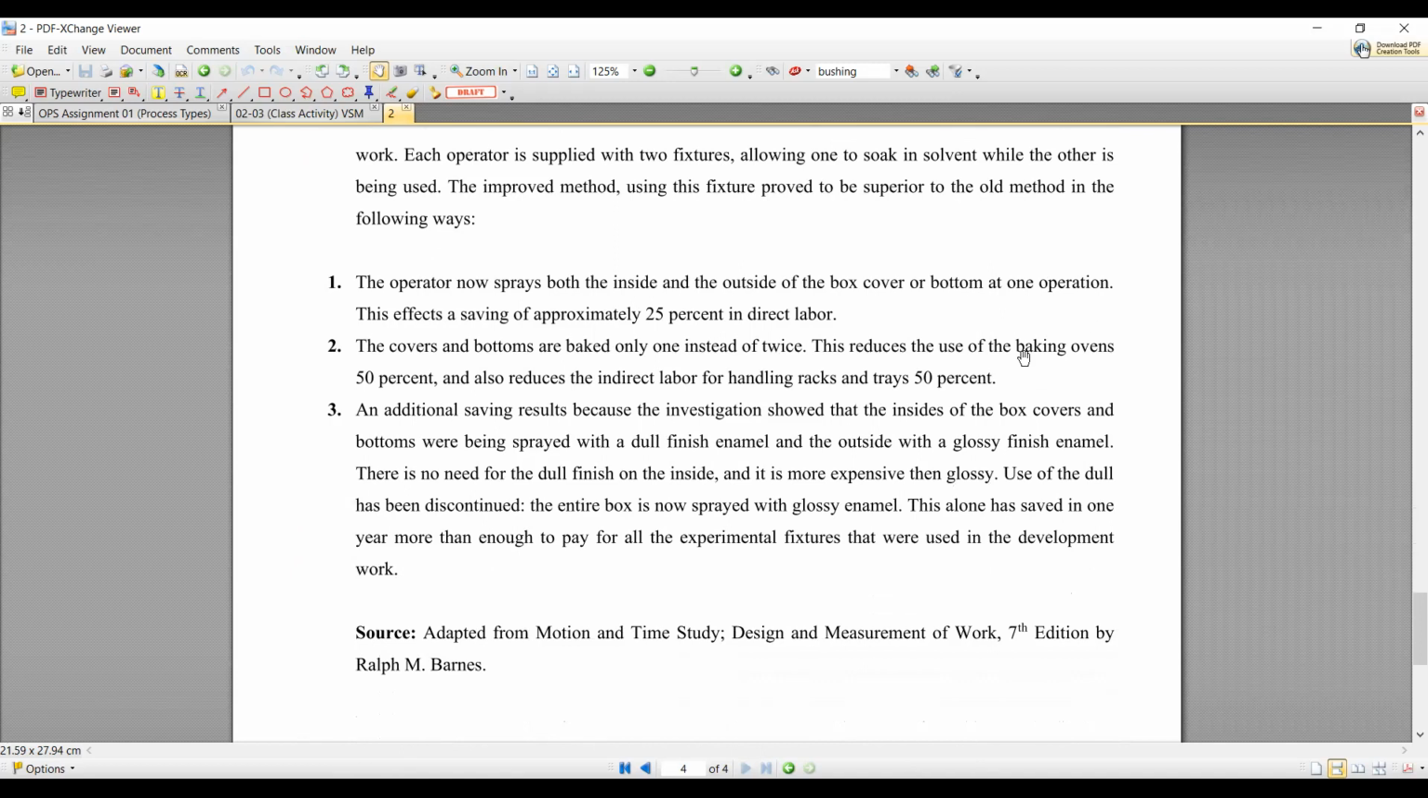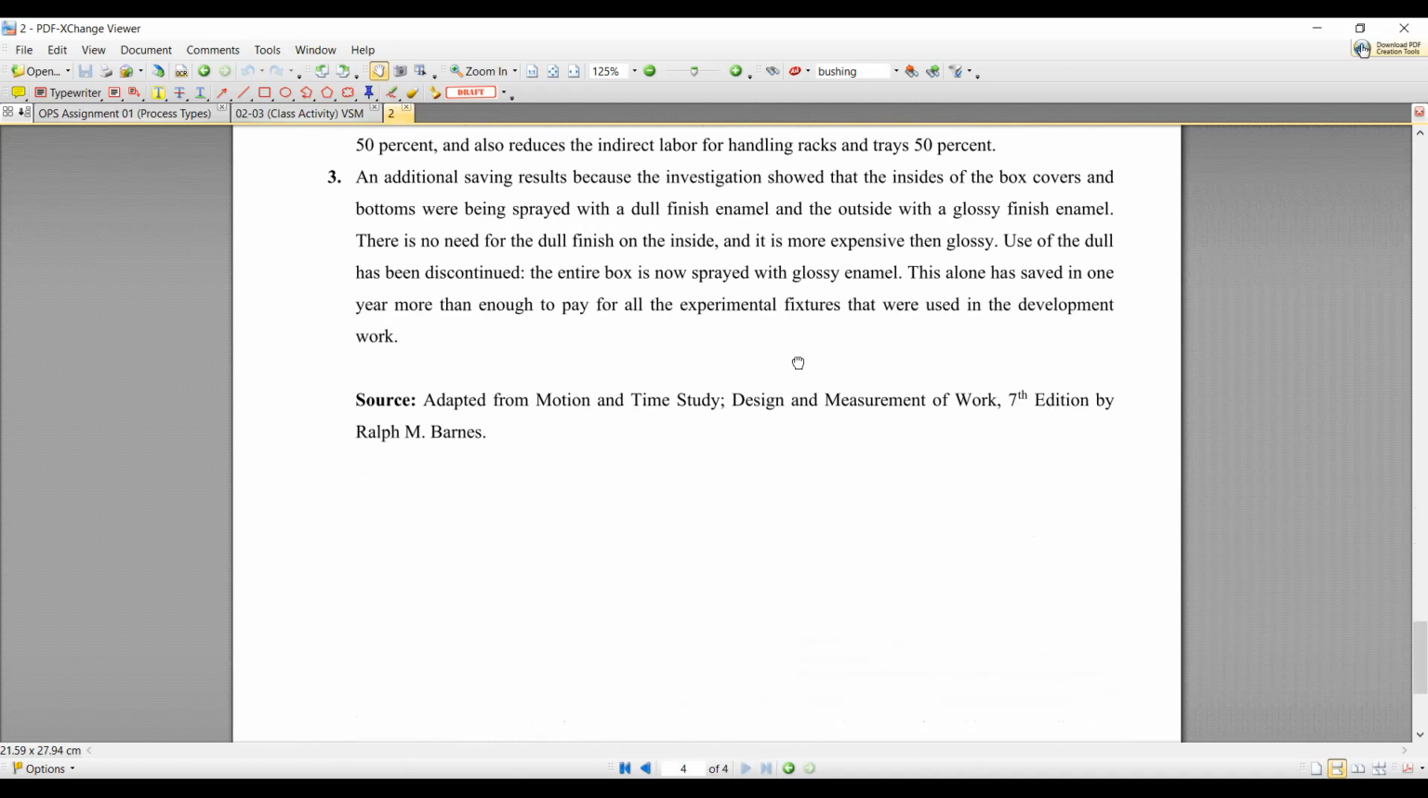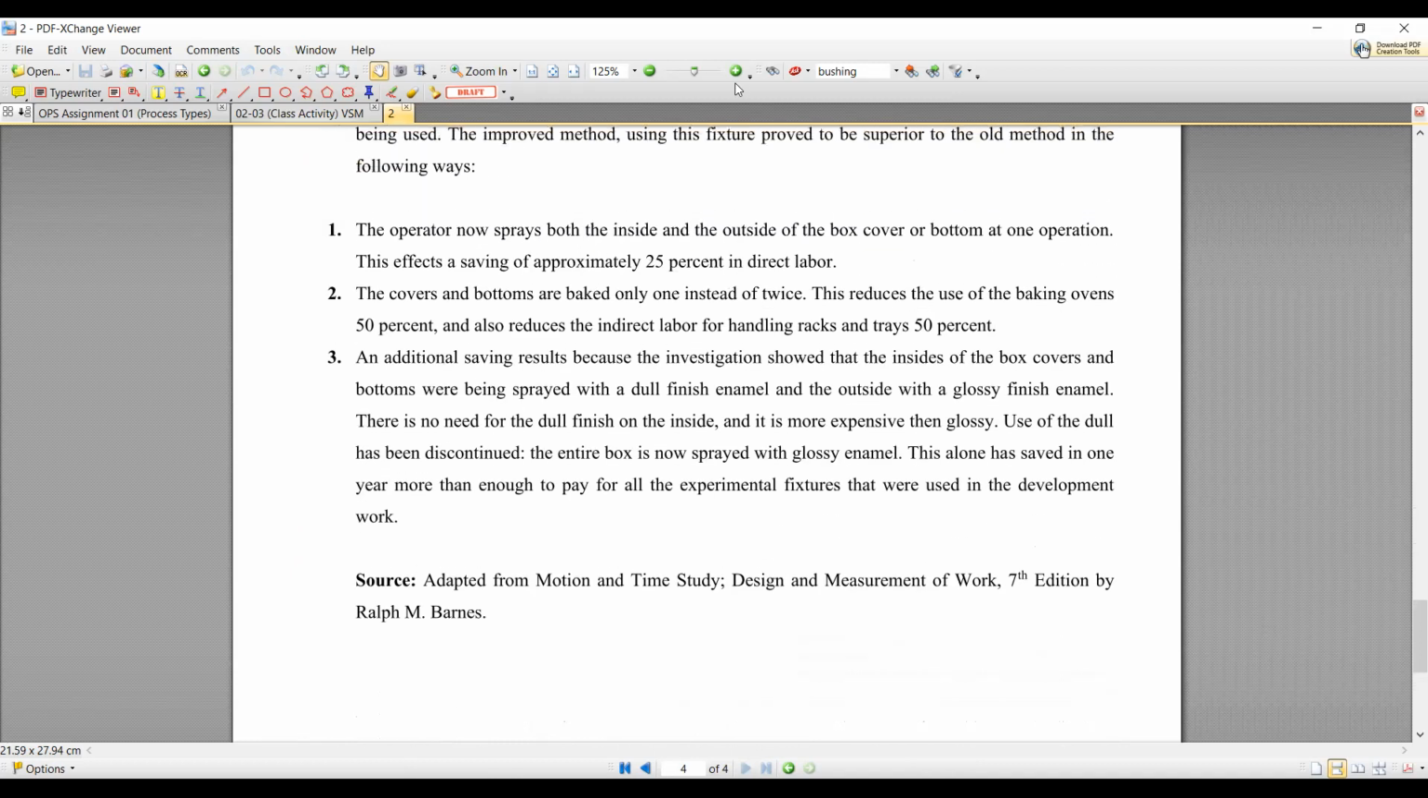And this case study is actually taken from the book Motion and Time Study, Design and Measurement of Work, 7th edition by Ralph M. Burns. So this is a very good book, a classical book on time and motion study.